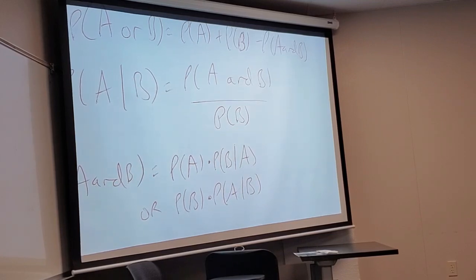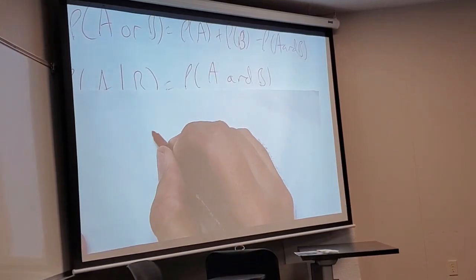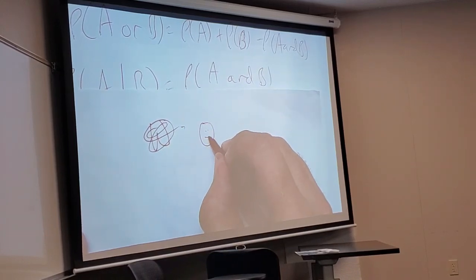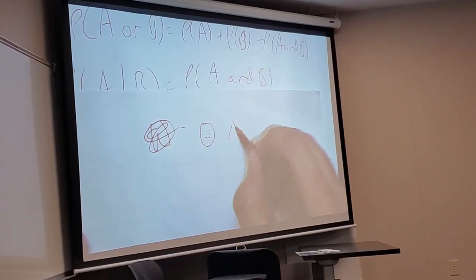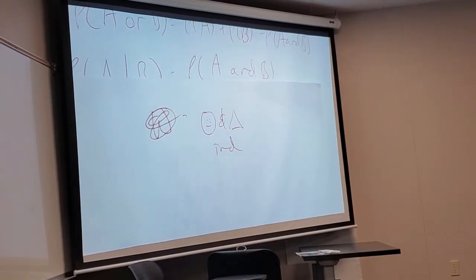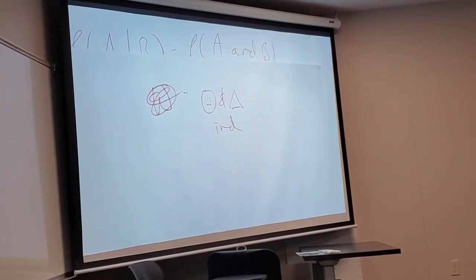So another sheet of paper, right? If I tell you that happy face and triangle are independent, can somebody tell me anything you know?